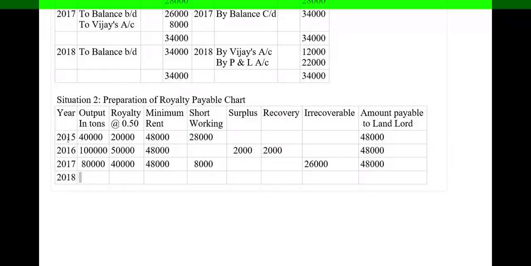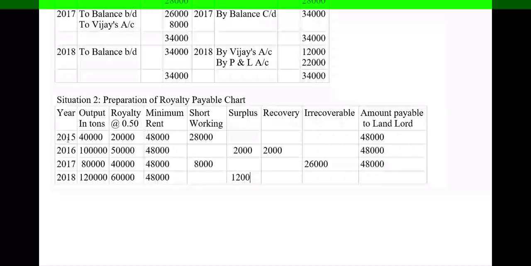Then 2018, the last year, so 1,20,000 is the output, so royalty will be 60,000 here. 48,000 is the minimum rent, so 12,000 is surplus here. So now you can see here this 8,000 we can easily recover, because we have got surplus 12,000 here. So there is a recovery of rupees 8,000 here. So amount payable will be 60,000 minus 8,000, that comes to 52,000 here.